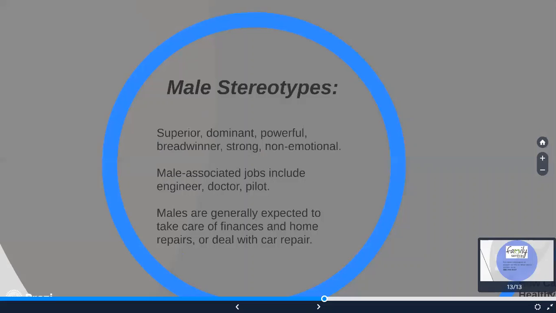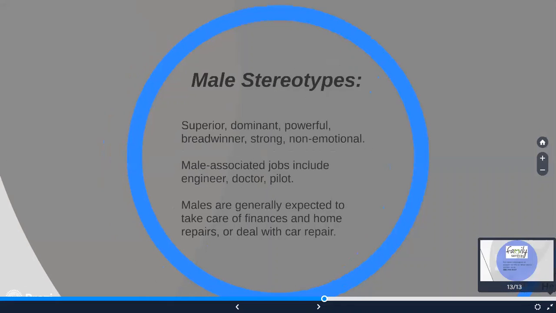Similarly, for males, there's stereotypes around males being superior and dominant, powerful, being the breadwinner of the family, being strong and non-emotional, kind of cut off from their emotions, so to speak. Male-associated jobs include engineers, doctors, pilots, and males are generally expected to take care of finances, to know how to do home repairs or deal with fixing the car, and being really handy.